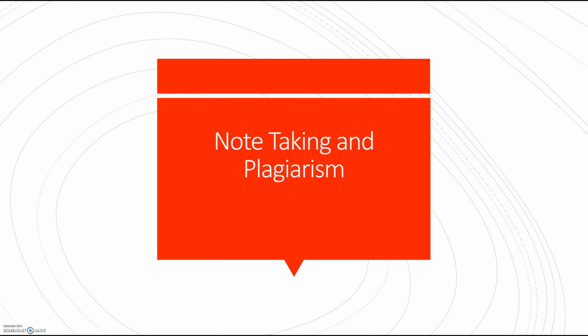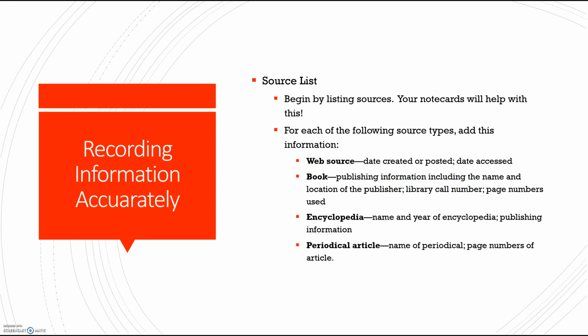All right, so note-taking. How do we avoid plagiarism and how do we avoid another 0? Well, let's find out. All right, source list. Begin by listing sources. Your note cards will help you with this. For each of the following source types, add this information. So you can go ahead and stop the video, write all these down for the web source, the book, encyclopedia, periodical. Write what you need here, because as you take notes for your research paper, you need to be copying the dates, the authors, the titles, and so on and so forth, so that you can make your works cited page, which helps prevent you from plagiarizing in one aspect. There are some others, so go ahead and stop the video here and record these down, and we'll get back to things.